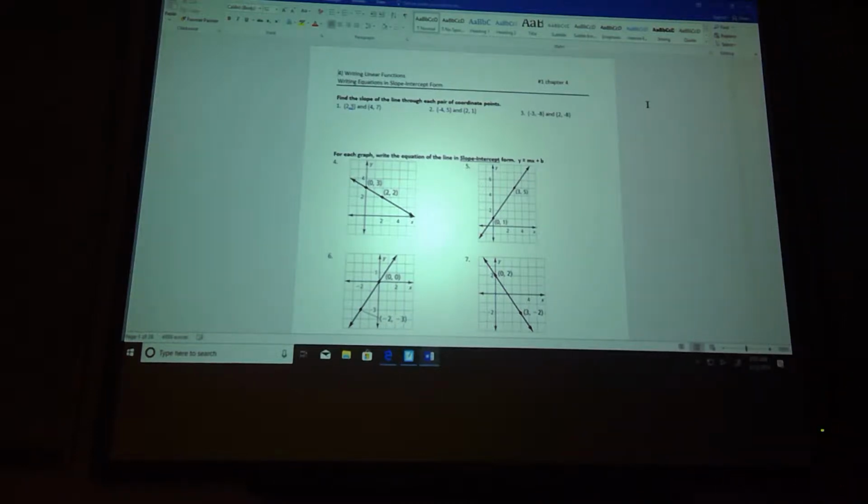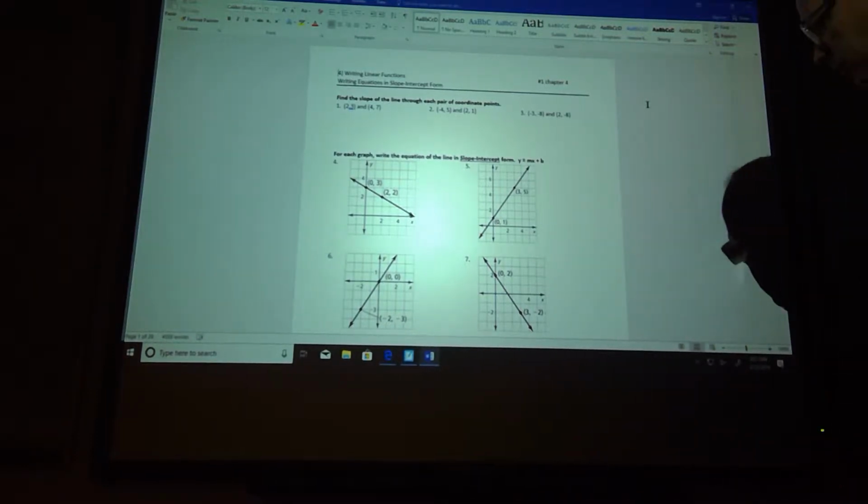Everybody. This is CP Algebra 1, Chapter 4, Worksheet number 1, Odd Answers Worked Out.